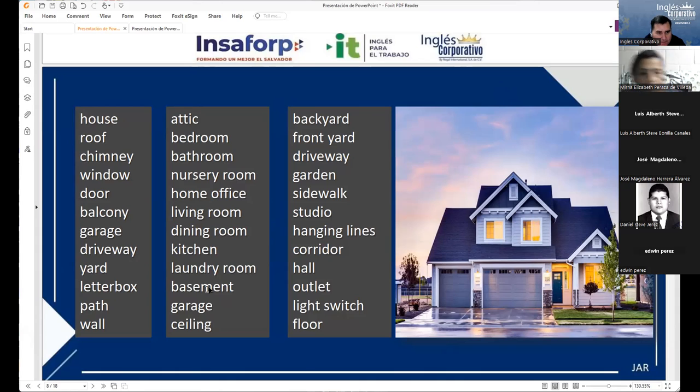Okay, any other? You say, teacher, what's a letterbox? That's where you put the letters at the entrance of the house. Ah, okay.